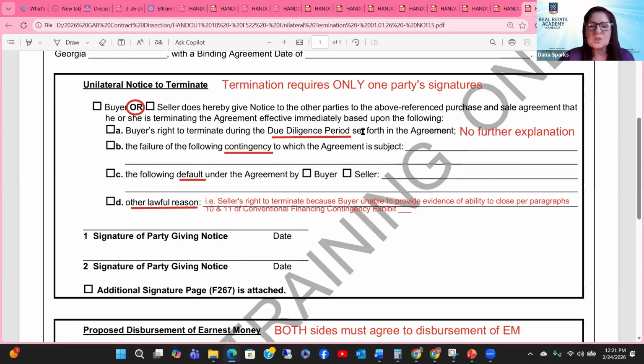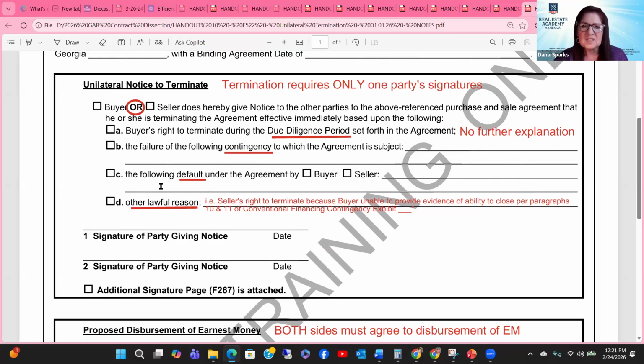Why? Well, either because they're sending notice of termination before the end of their due diligence period. You guys, you don't need an explanation. You don't need to say because it needs this repair, or because they can't get their loan, or because blah, blah, blah. It doesn't matter. The buyer may terminate for any or no reason. So you just put because they're doing so under due diligence. No further explanation needed. Or failure of the following contingency. For example, you would put financing contingency, appraisal contingency, whatever contingency.